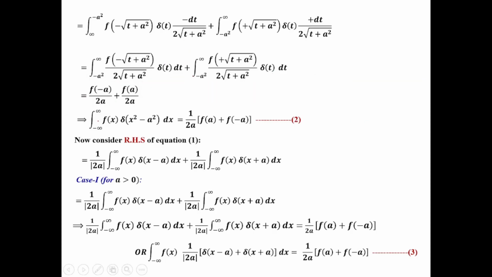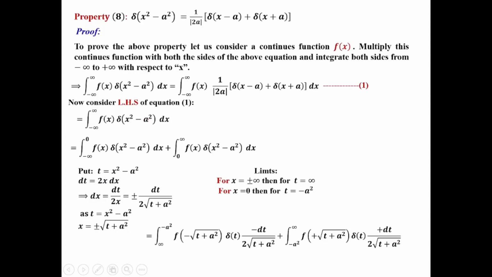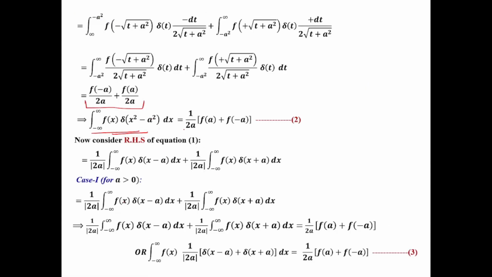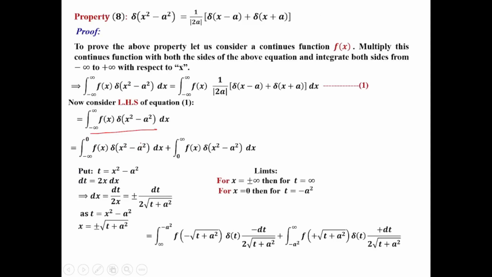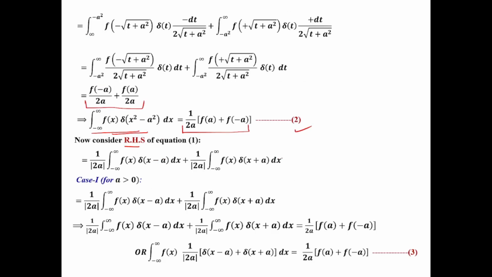So that implies, here you can see, this value we found by solving this one. Here we considered the LHS of this one, and we solved and found this value. Let this be equation number 2. Now consider the RHS of equation number 1. We considered the LHS. Now we are going to consider the RHS of equation number 1. The RHS of equation number 1 is this one.